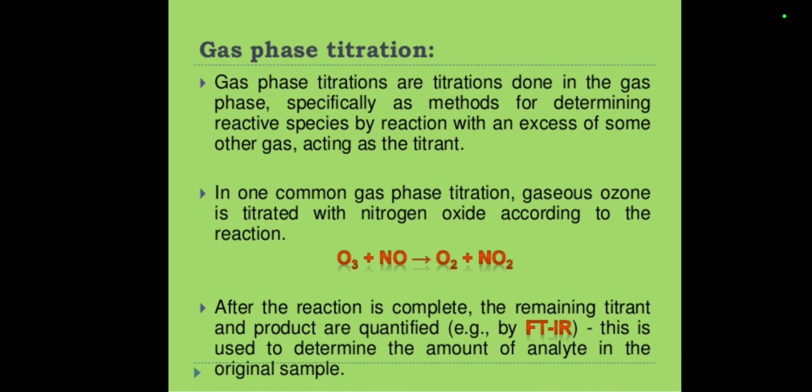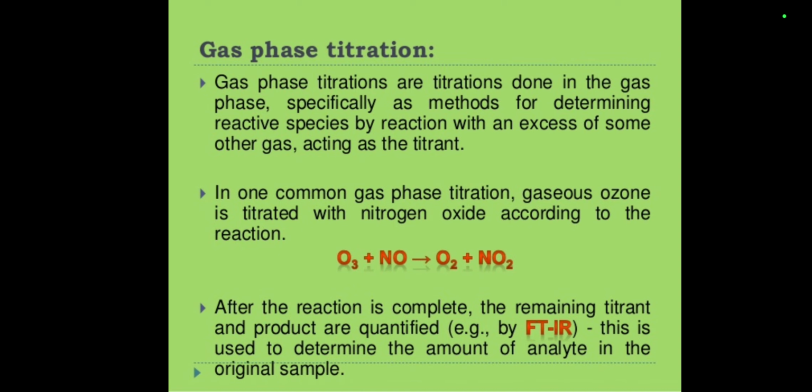So gas phase titrations are titrations done in the gas phase, specifically as a method for determining a reactive species by reaction with an excess of some other gas acting as the titrant. So in one common gas phase titration, gaseous ozone is titrated with nitrogen oxide according to the reaction. So that explains the component element below.